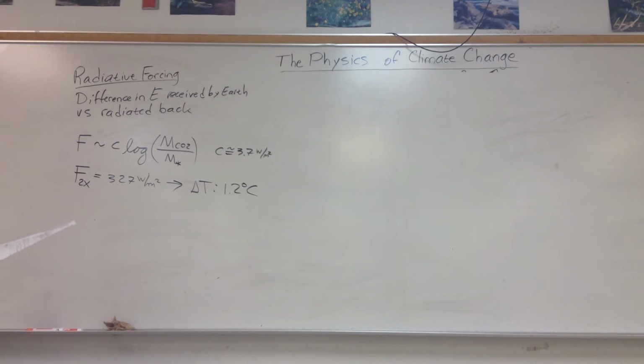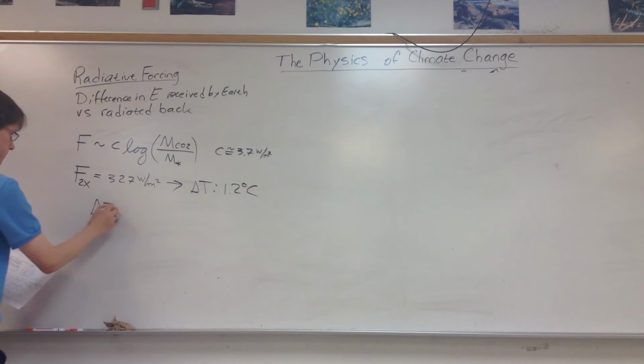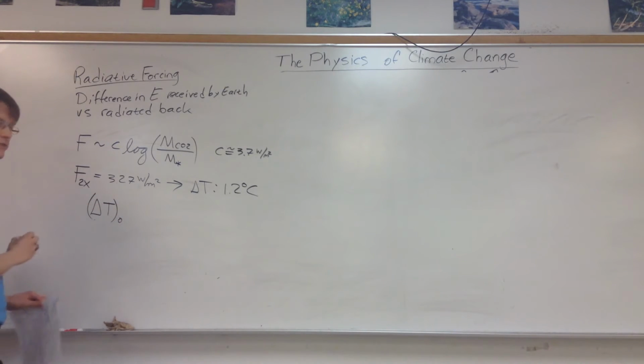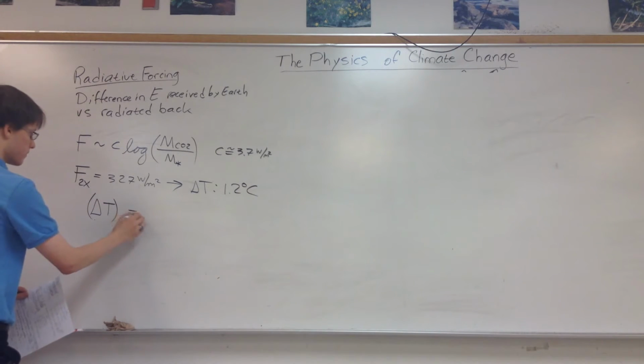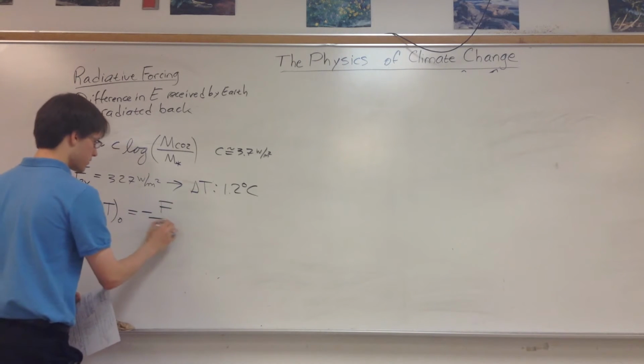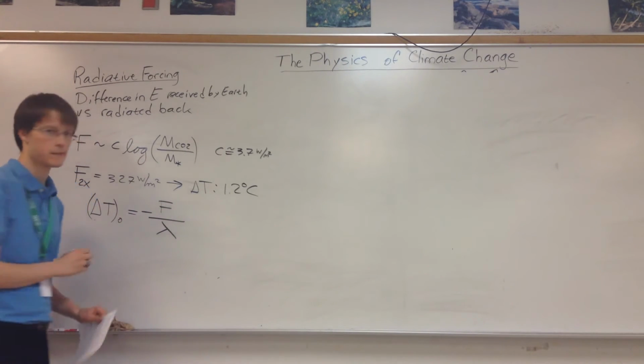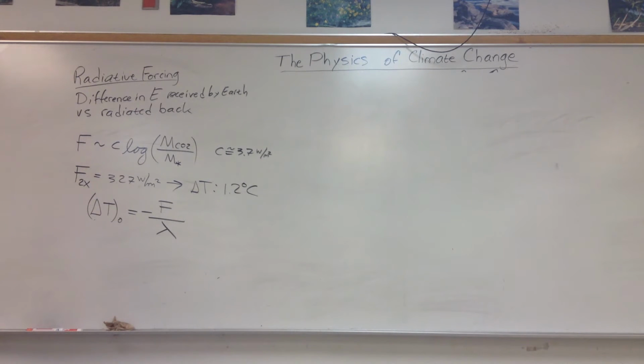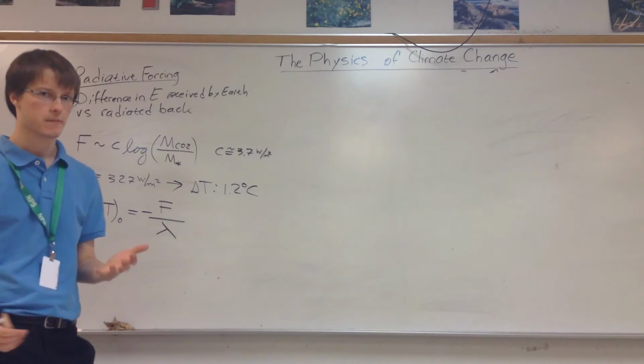So, that relation that I have yet to introduce to you is that the change in temperature, I'm going to put a 0 here, I'll tell you why in a second, is equal to negative radiative forcing over another constant called lambda. I'm going to call this our uniform temperature. And lambda is generally what we're going to use as a feedback parameter.